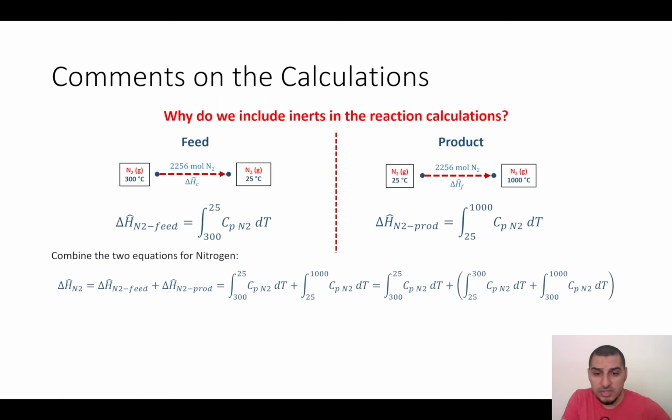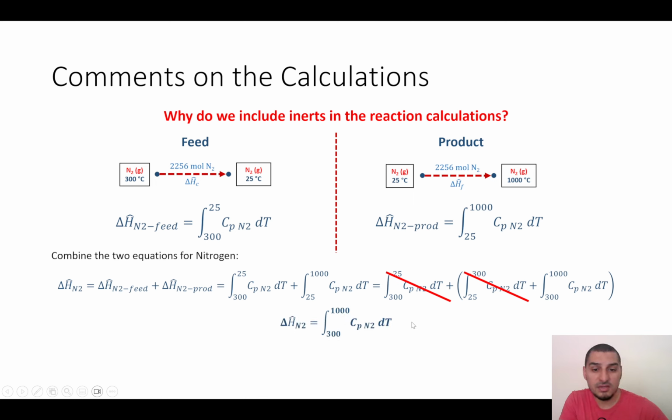So when you combine the two equations, it's going to be from 300 to 25 and then from 25 to 1000, which mathematically you can break into two parts, from 25 to 300 and from 300 to 1000. So this is the same as this. This is mathematically correct. This is a mathematical rule that you can break the limits of integration into two or three and add them together. So if you look at this term and this term, they can cancel each other. From 300 to 25 is the negative of from 25 to 300.